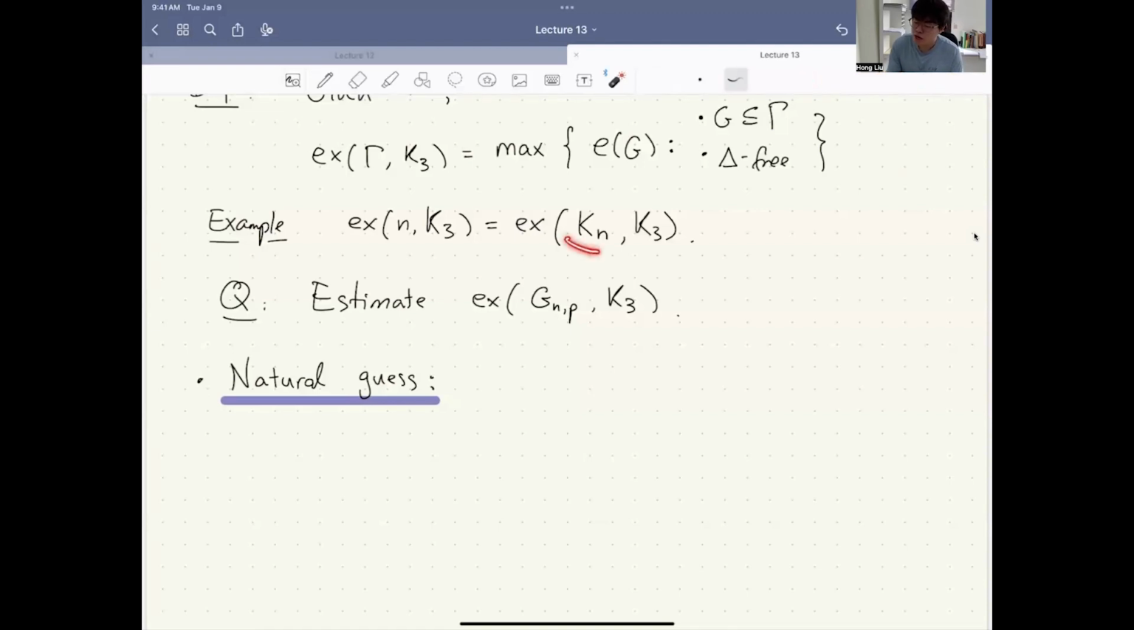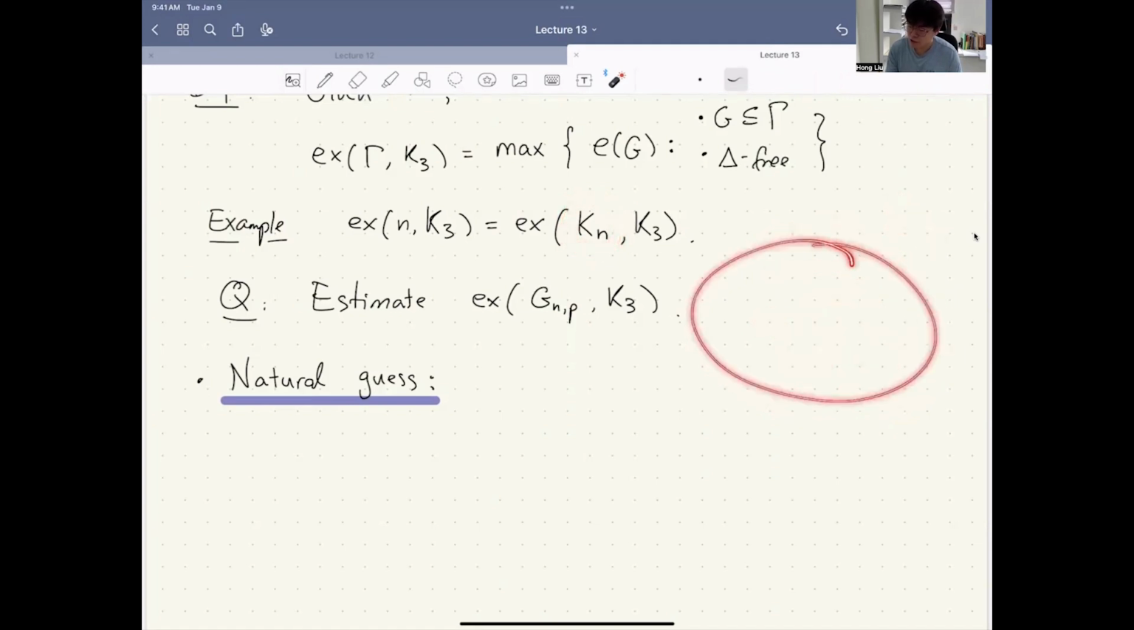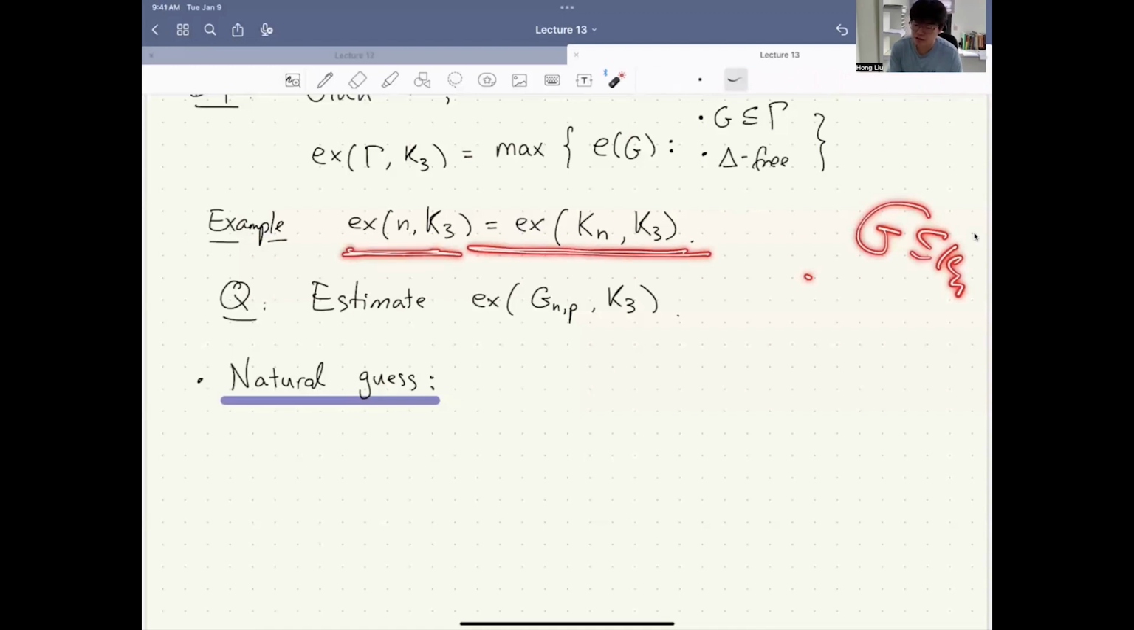If the host graph is everything, it is K_n, right? We have K_n here. You have all the edges that are free to choose. Okay, and we're going to choose a subgraph G of K_n that's triangle-free. That's the maximum number of edges, this number. Just think of it as a black box, some number there.